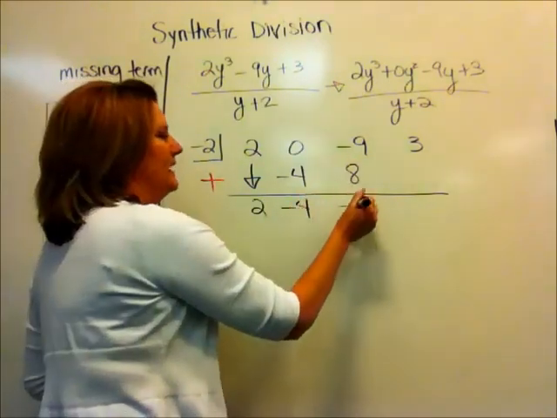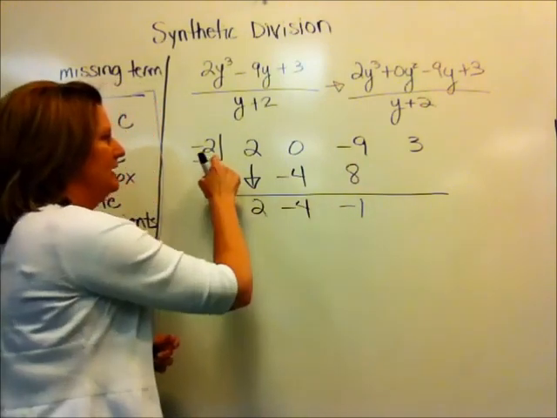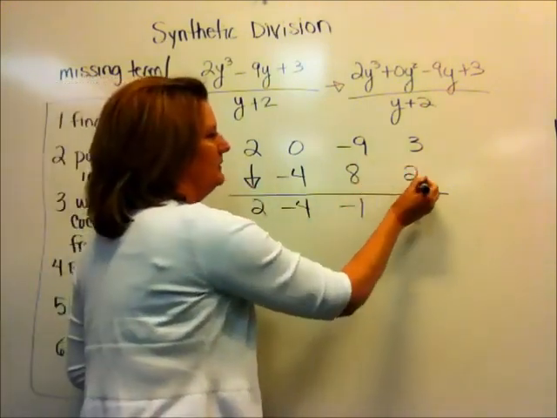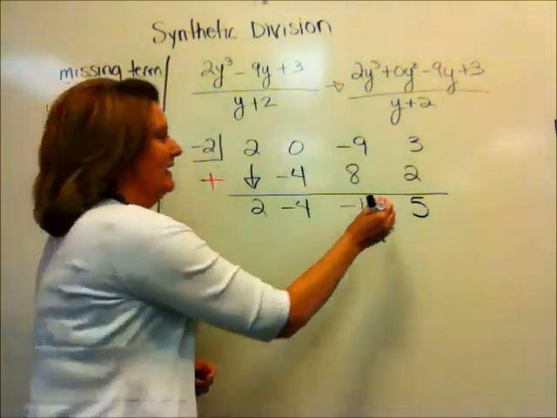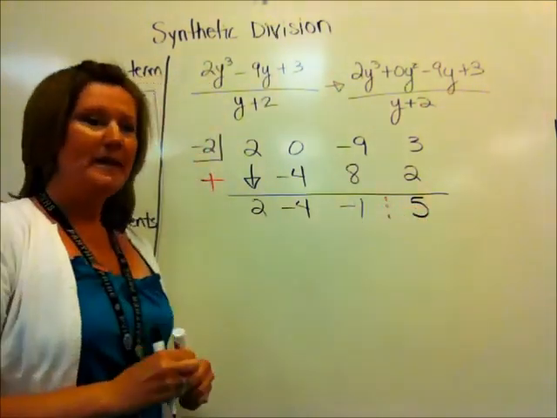That gives me negative 1. Negative 1 times negative 2 is a positive 2. I'm going to add. That gives me a 5. I know that that last piece is my remainder. That's my remainder piece.